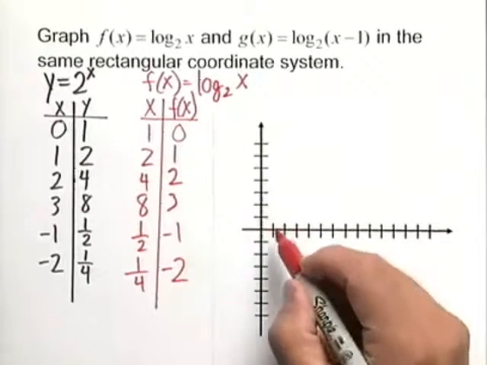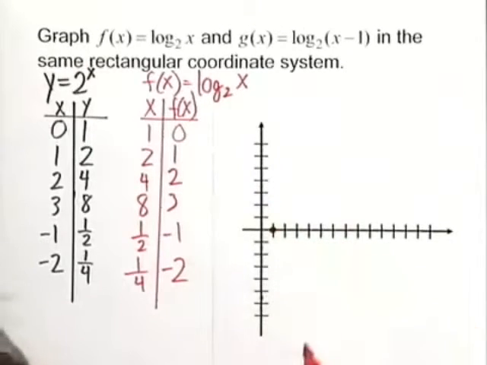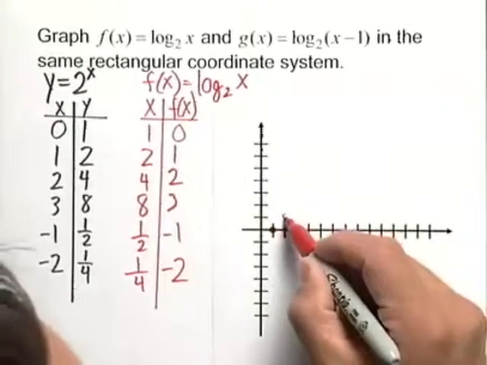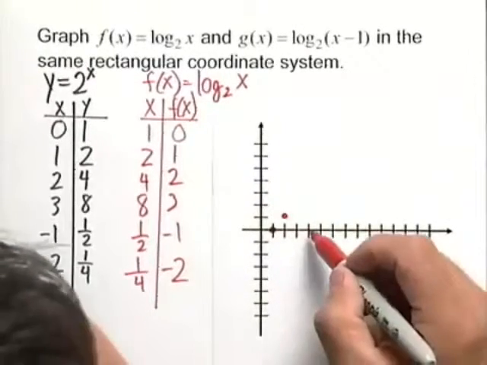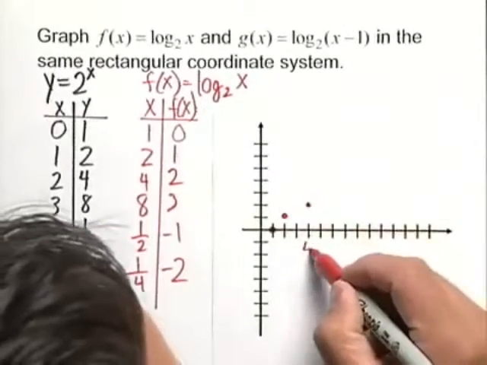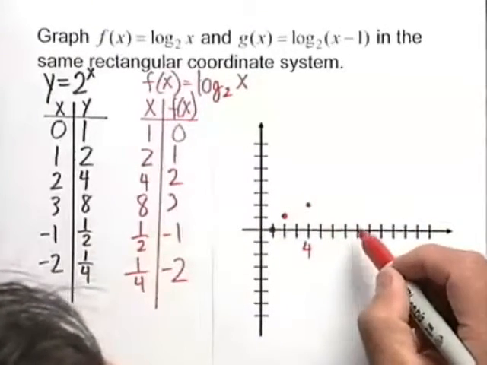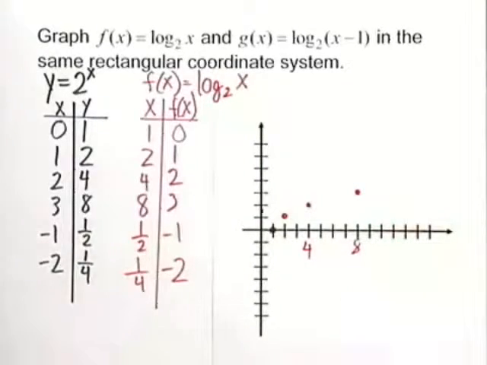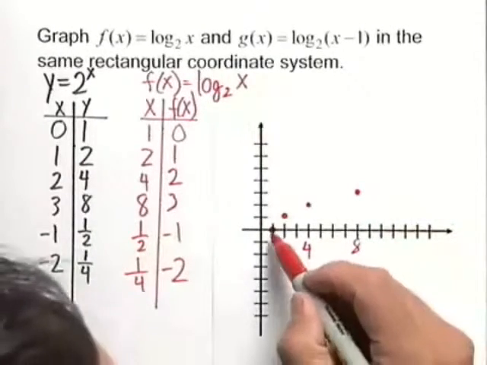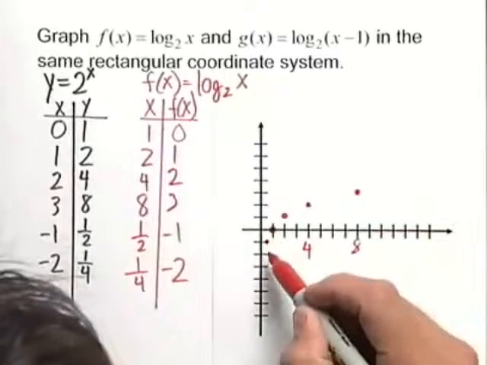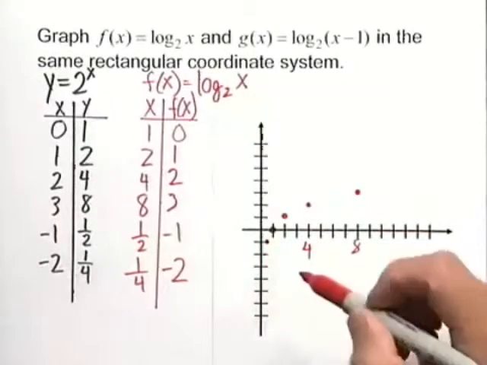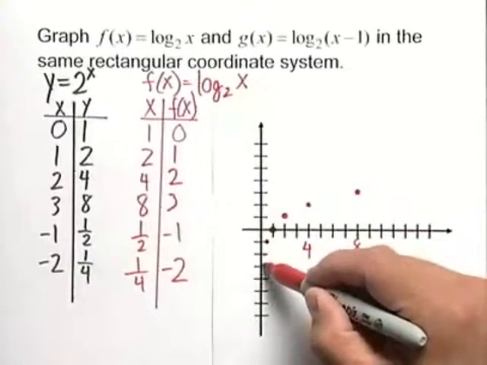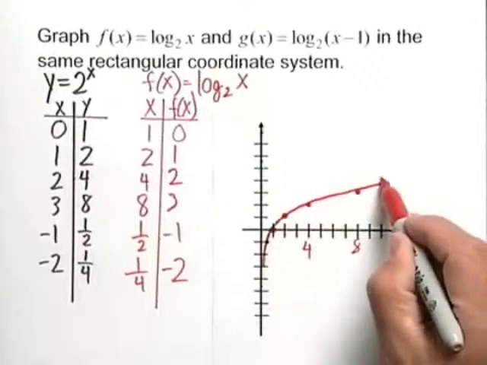So let's start at the top here. 1, 0, that's a nice point. 2, 1, 4, 2, I'm writing a 4 there. 6, 7, there's 8 out here, 3. And that gives us the right-hand part of the graph. We got 1/2, -1, and 1/4, -2. And again, we can see how closely this graph approaches the y-axis this time.